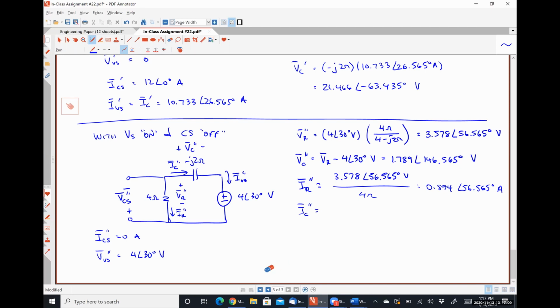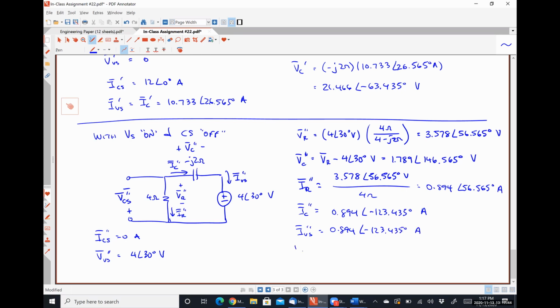IC is the exact same thing as IR, but in the opposite direction. Everybody sees that. So let's see, 56.565 minus 180 is 0.894 angle negative 123.435 degrees amps. So IVS is the same thing, 0.894 angle negative 123.435 degrees amps.